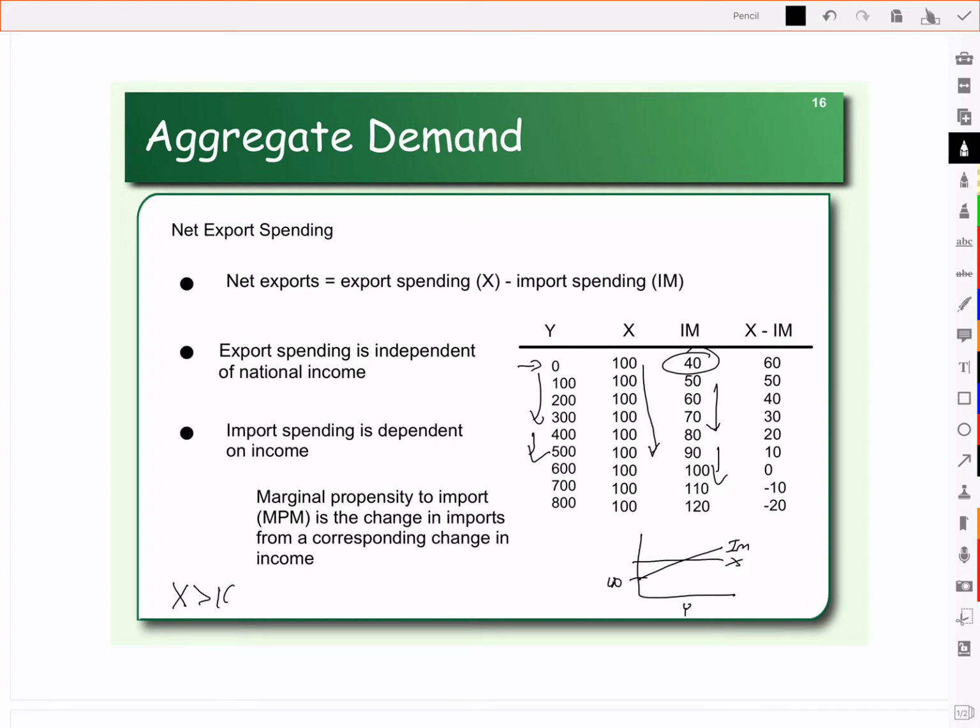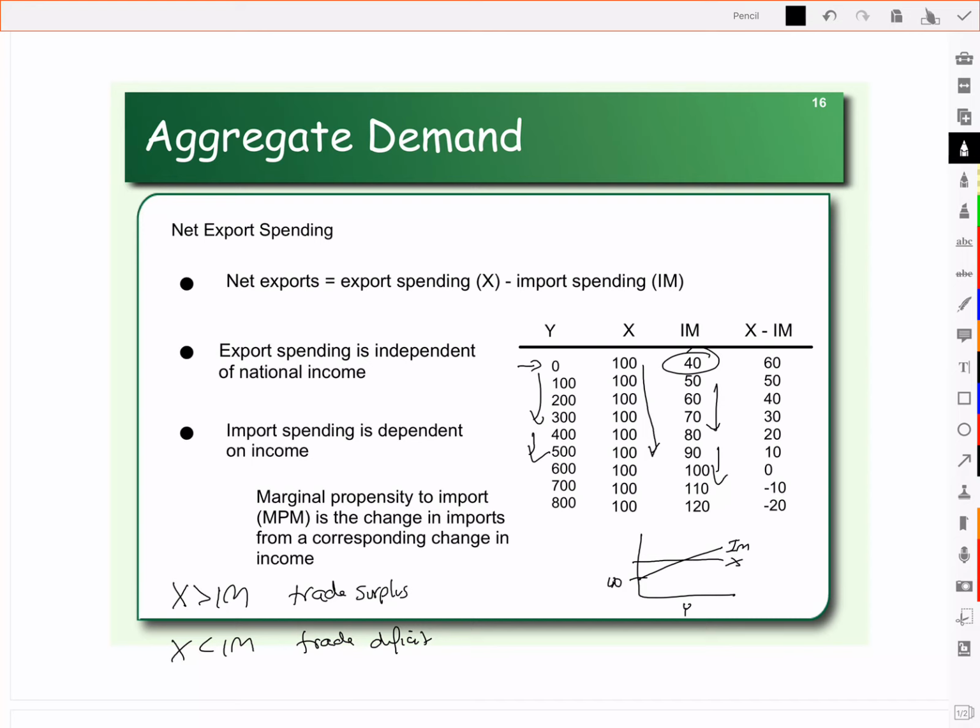If our exports are more than our imports, then what that means is that more goods are going out than are coming in. Remember, exports, we make money. Imports, we are spending money. So if exports are more than imports, then we have a trade surplus. Money is coming in. If exports are less than imports, then other countries are buying less from us than we are buying from them, which means our money is leaving the country and we have a trade deficit.